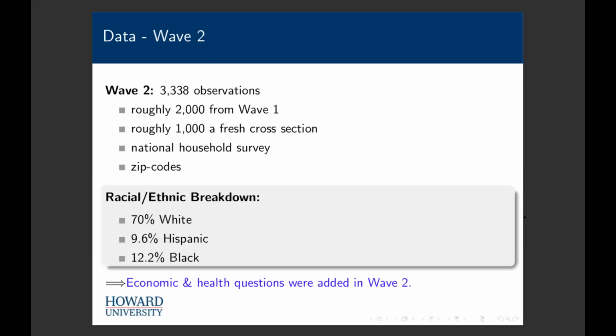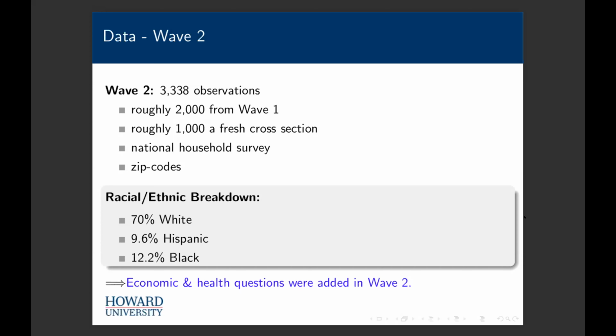So wave two, we have a little bit over 3,300 observations, and roughly 2,000 of them are a panel. They're from wave one, and roughly 1,000 is a fresh cross-section. Each time we go back into the field, we introduce a fresh cross-section. This is a national household survey. We have data down to the zip code.